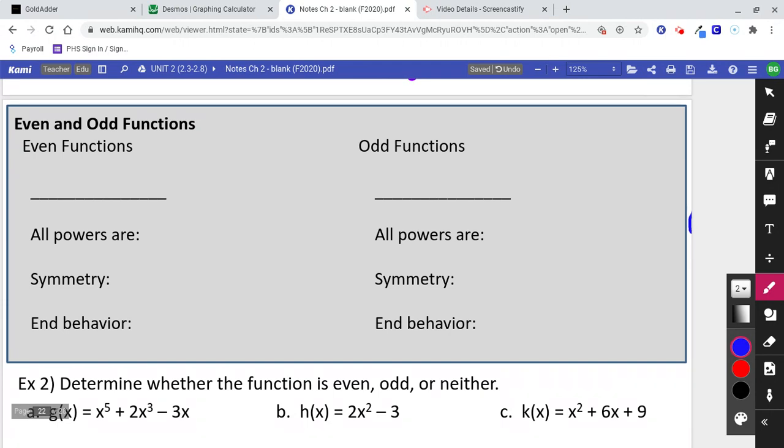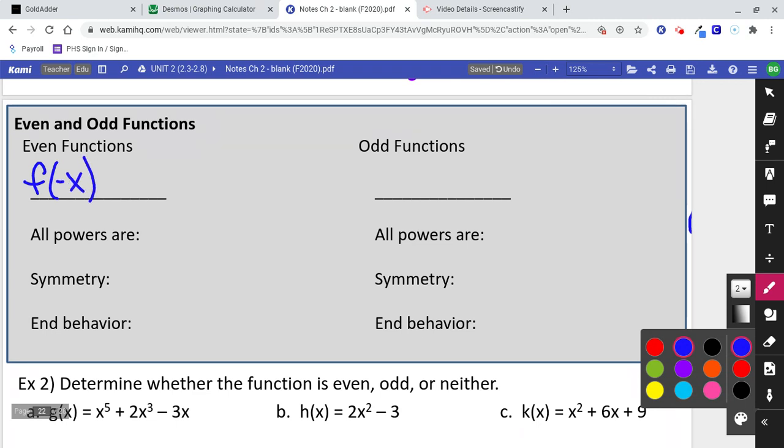Even and odd. Okay, even functions have this property: f of opposite x equals f of x. What that means is if you plug in 2 or you plug in negative 2, you're going to get the exact same thing. If you plug in 5, you plug in negative 5, you're going to get the exact same thing. Okay? All of the powers are even. It's got symmetry with respect to the y-axis.